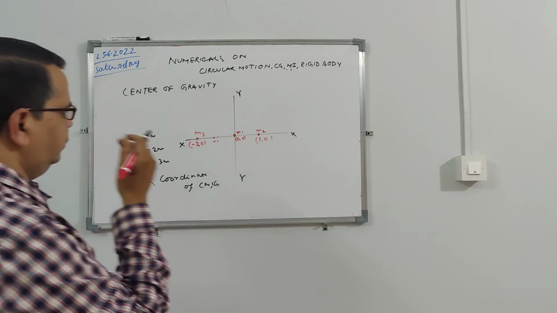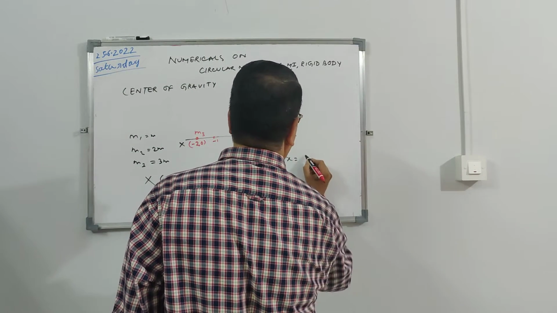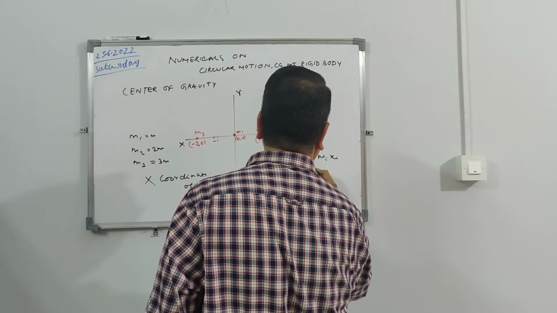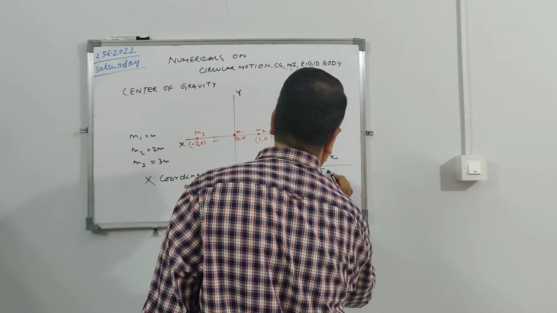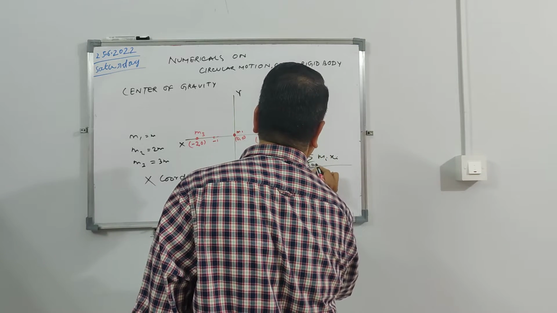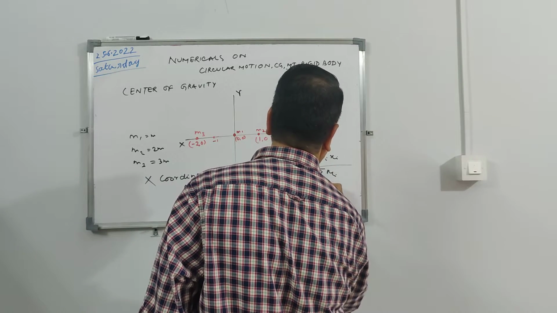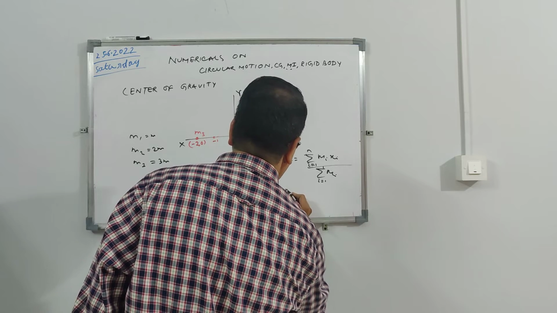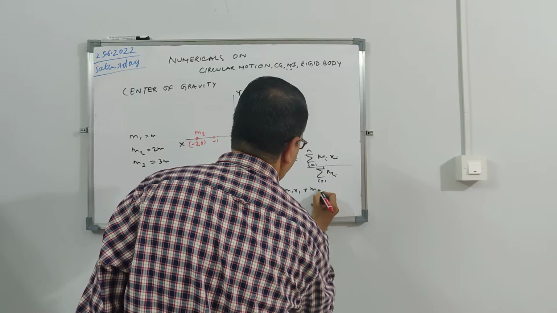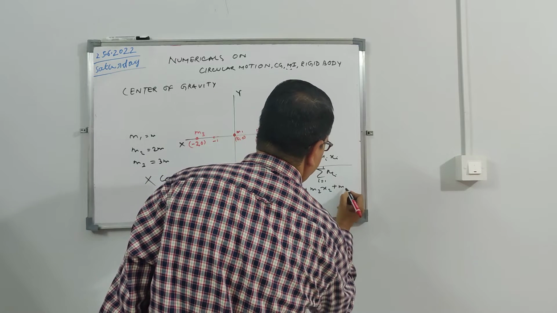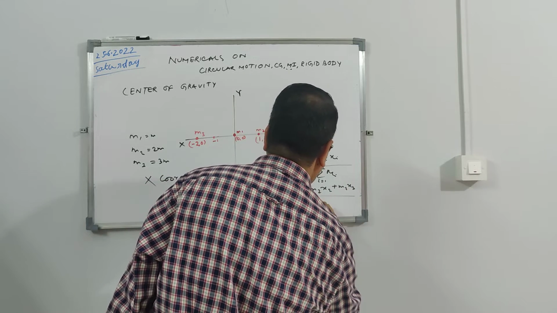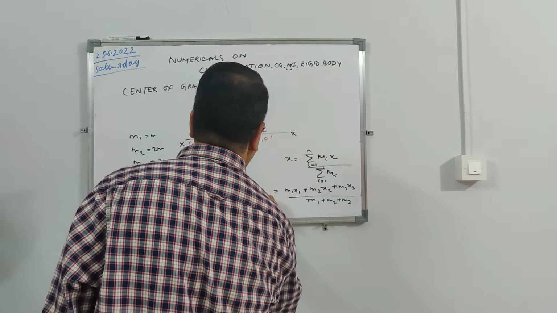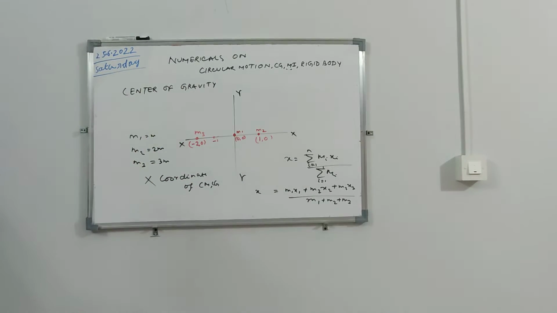You know the x coordinate formula is sigma mi xi, with i from 1 to n, divided by sigma mi, with i from 1 to n. In this case we have three particles, so we will do m1 x1 plus m2 x2 plus m3 x3, divided by m1 plus m2 plus m3. That is the x coordinate with respect to the origin.